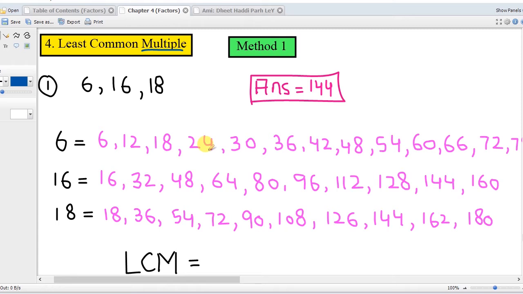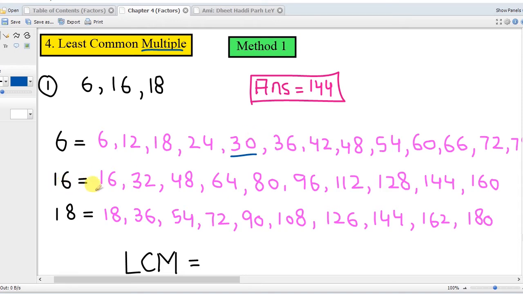Now how do we know for how long we have to keep on writing the times table? We have to find the one number that is common among all of these three numbers, right? So let's just begin. 6, 12, 18, 24, 30. Once you reach 30, let's stop here and move on to the next number.